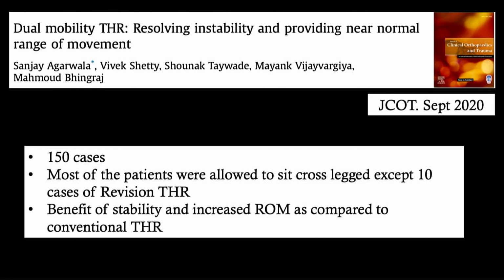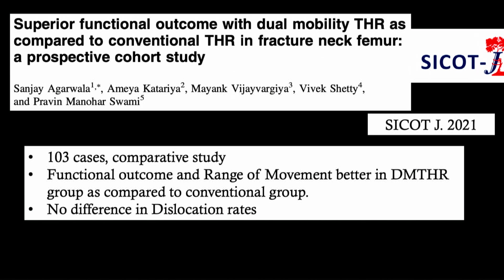We have our own share of experience with dual mobility hips, where we have published twice. Once in JAOT, 150 cases done for varied indications, where we concluded that it offers the benefit of stability and increased range of movement as compared to conventional hip. Another paper was published in CCOT, where 103 cases of fractured neck of femur were done, and our outcome was that functional recovery and range of movement were better in the dual mobility group as compared to conventional hip.